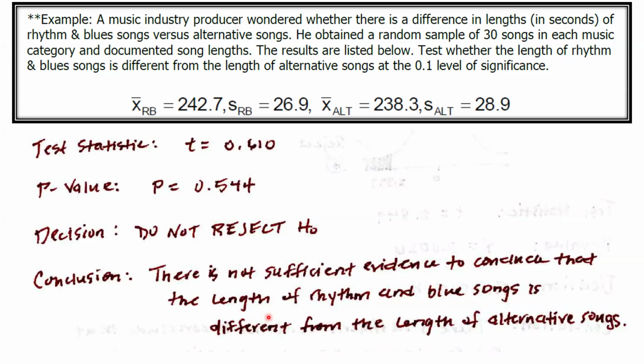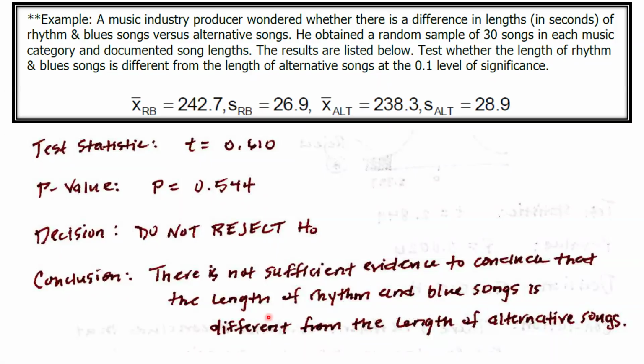And our decision is going to be to not reject the null. Why? Because our test statistic, 0.610, is not in the rejection region, and our p-value, 0.544, is greater than alpha. So we can conclude that there is not sufficient evidence to conclude that the length of rhythm and blues songs is different from the length of alternative songs.